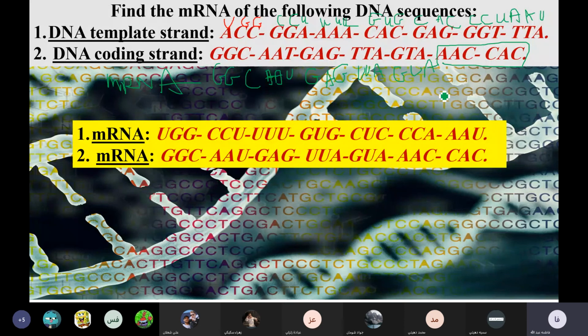If I am given the template strand, the transcribed or non-coding strand, I make a complementary strand to the template strand to get the messenger RNA. If I am given the coding strand or non-template strand, it will be identical to the messenger RNA.